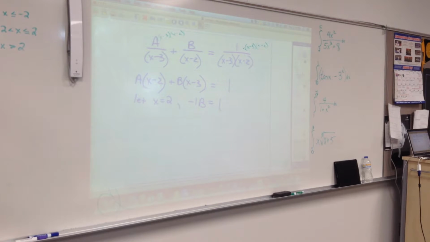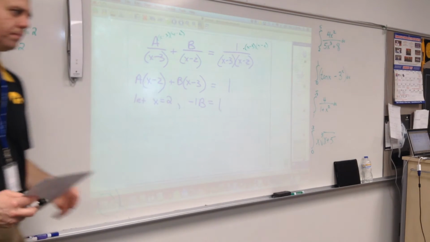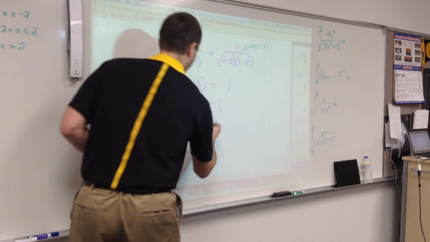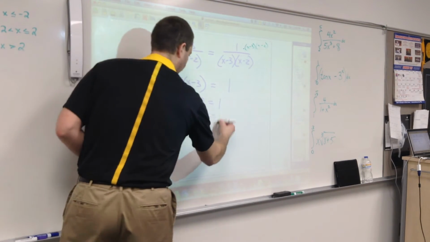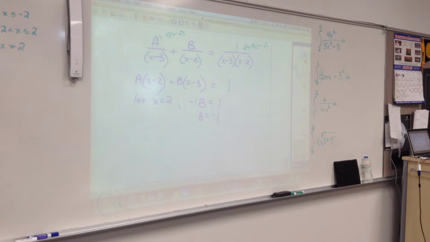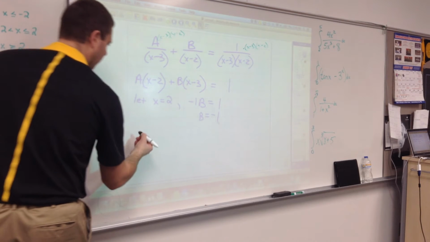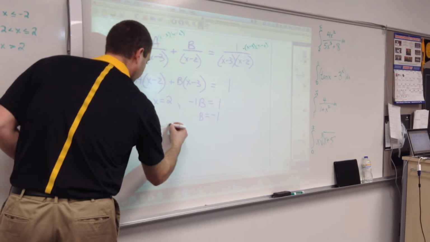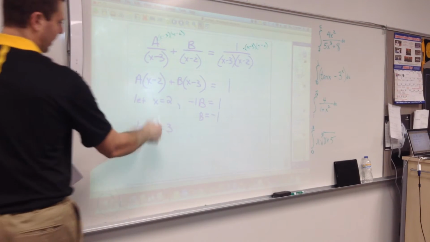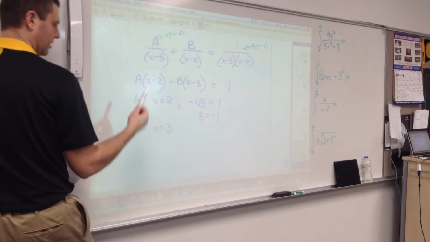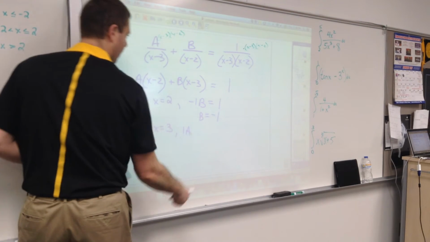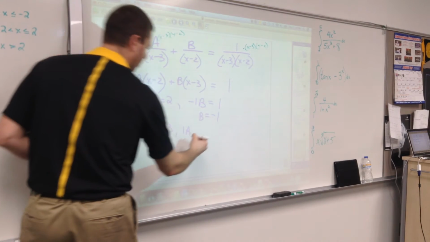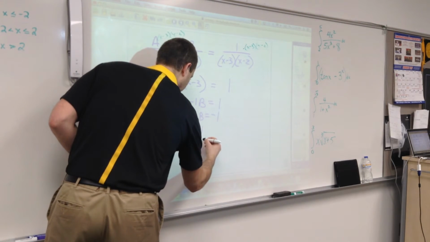When x is 2, this is true. So therefore, what is B equal? Negative 1. Okay? Now I'm going to go back and say, for this moment, I'm going to let x equal 3. And if x is 3, 3 minus 2 is 1. 1 times A is exactly that, 1A. 3 minus 3 is 0. 0 times B would be 0. So 1A equals 1, and A would equal 1.